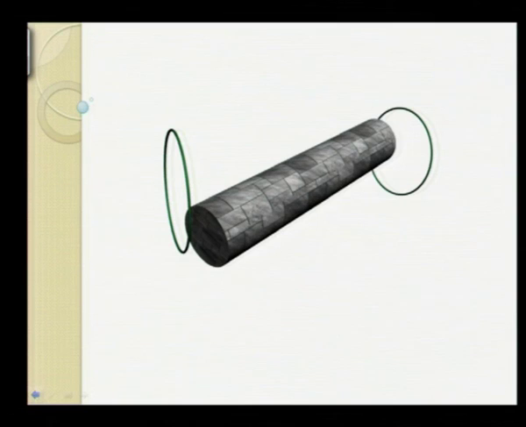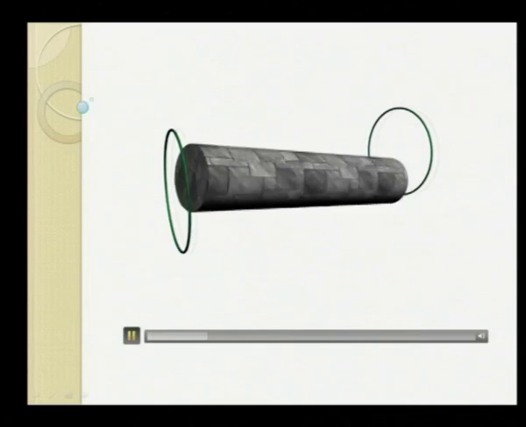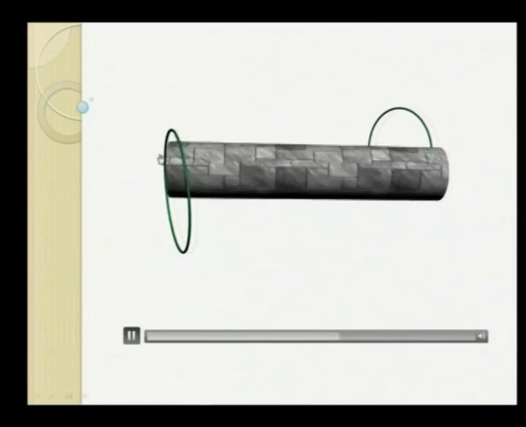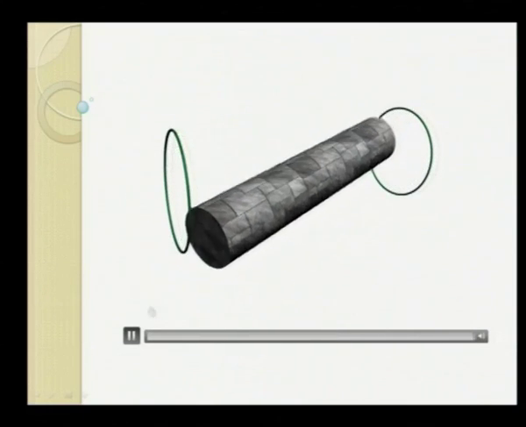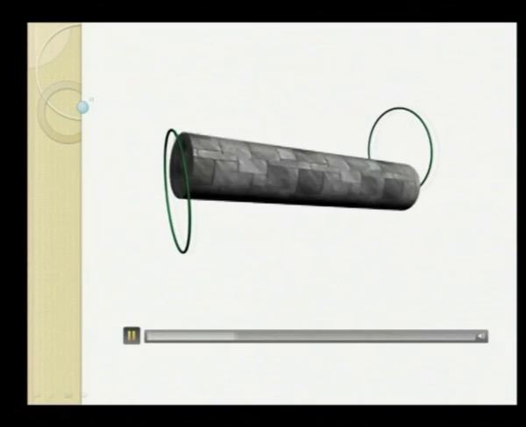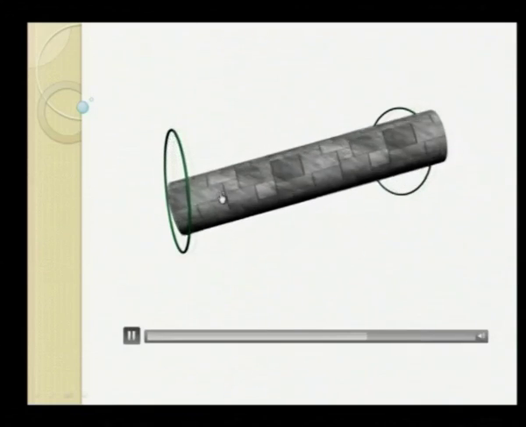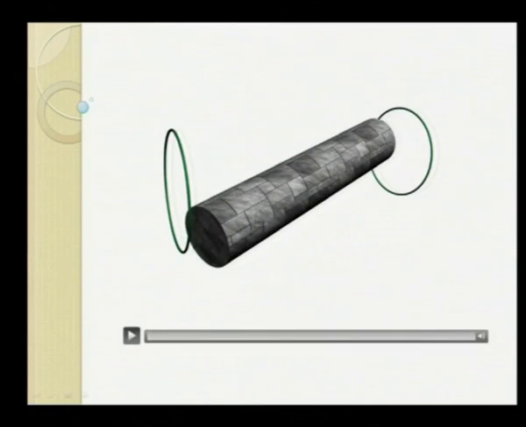This is the animation for backward conical whirl. In this, again the shaft is spinning in the clockwise direction, but is whirling in the counterclockwise direction. So again you are able to see the shaft spinning and the whirling directions are different. Whenever this is the case, we will be having backward conical whirl.